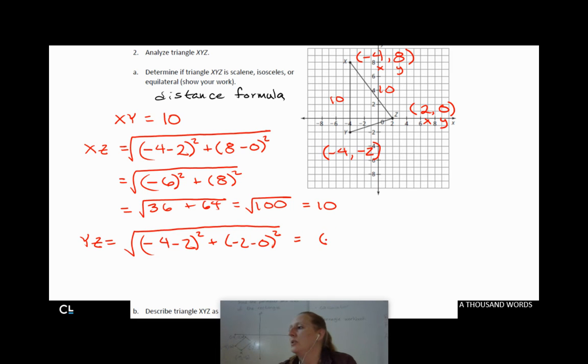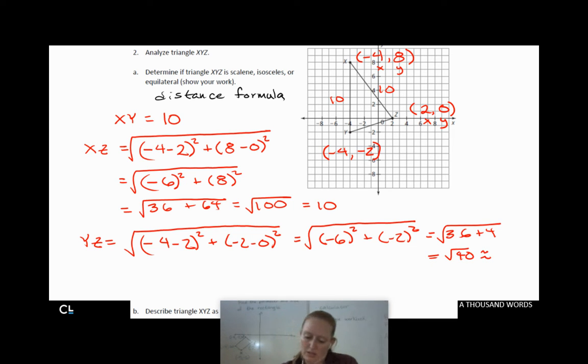-4 minus 2 is, of course, -6. Like I said, we did that before. -2 minus 0 is -2. And when we square negatives, they become positives. So this becomes 36. This becomes 4. And so I have the square root of 40. And if I use my calculator, the square root of 40 is like 6.3-ish, which is definitely not 10. All right, so it looks like I have 2 equal sides. So that means, since I have 2 equal sides, I am dealing with an isosceles triangle.